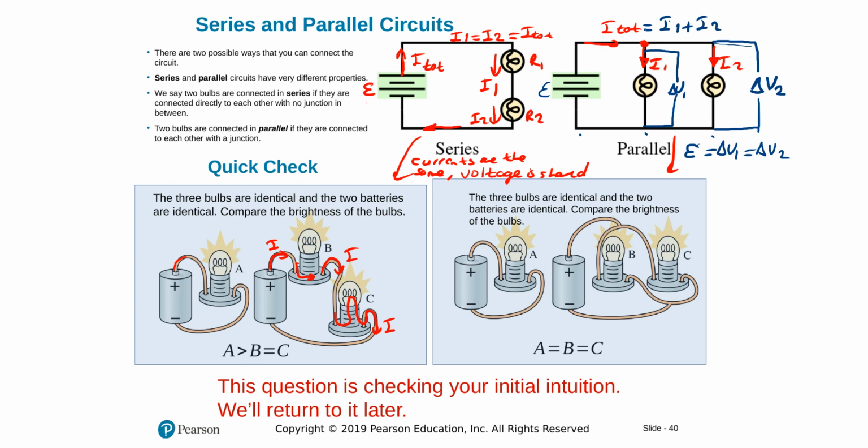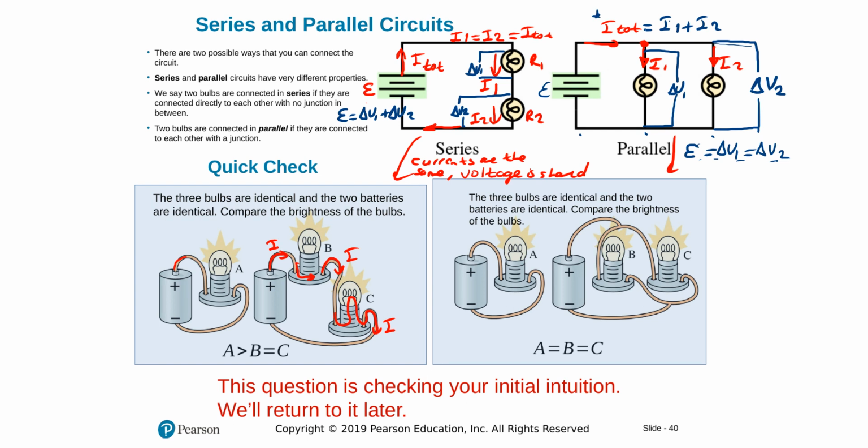So in a series circuit, currents are the same, potential differences shared. So if I measure also potential differences here as delta V1 and delta V2, it became too cluttered, but I will say epsilon is equal to delta V1 plus delta V2. And in a parallel circuit, the potential differences are the same, current is shared.